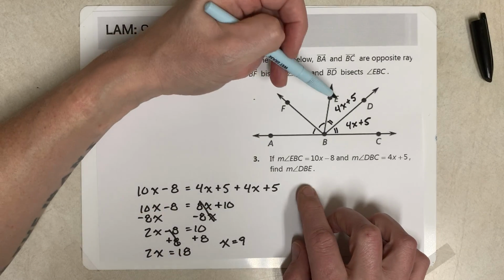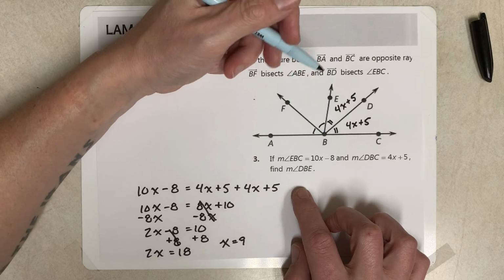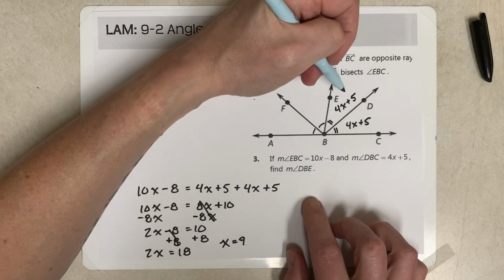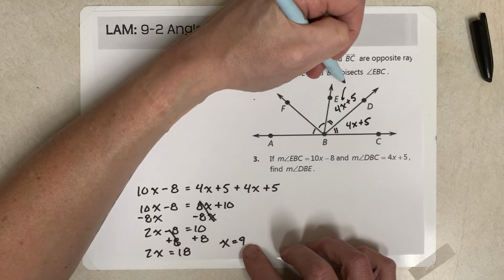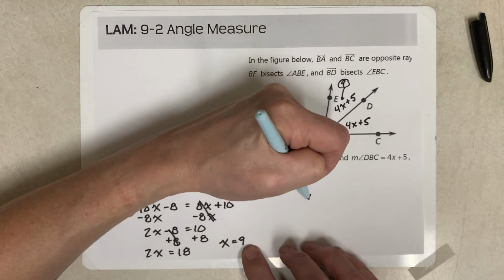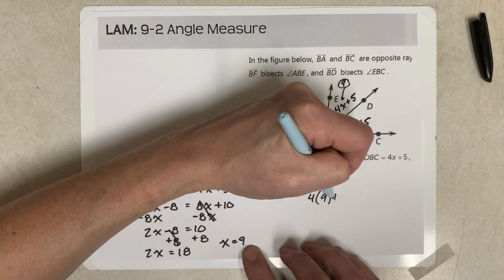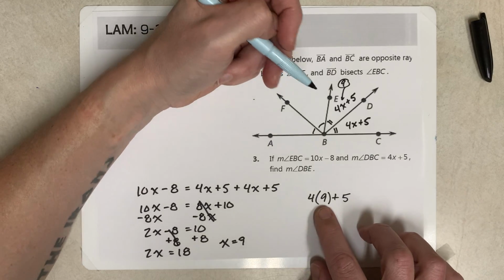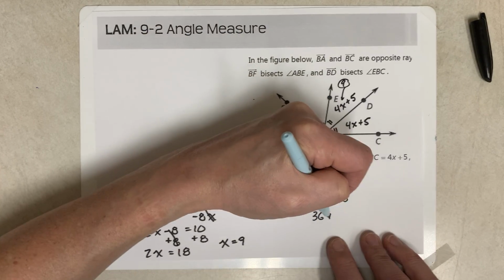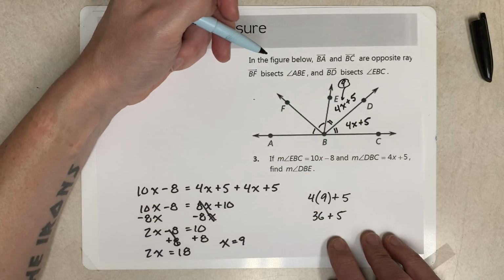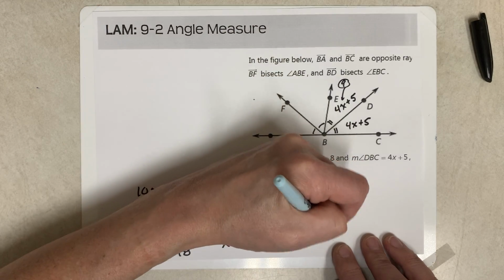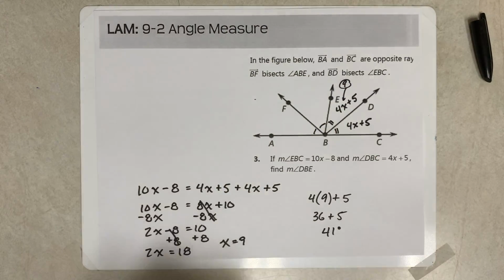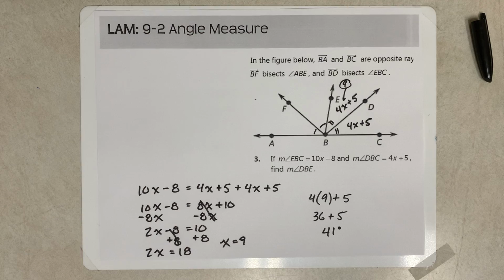I want to know what DBE is. DBE is 4x plus 5, so I've got to plug in a 9 for that x right there. So I have 4 times 9 plus 5. 9 times 4 is 36 plus 5. And 36 plus 5 is 41, or 41 degrees. And that should be your final answer for that one.